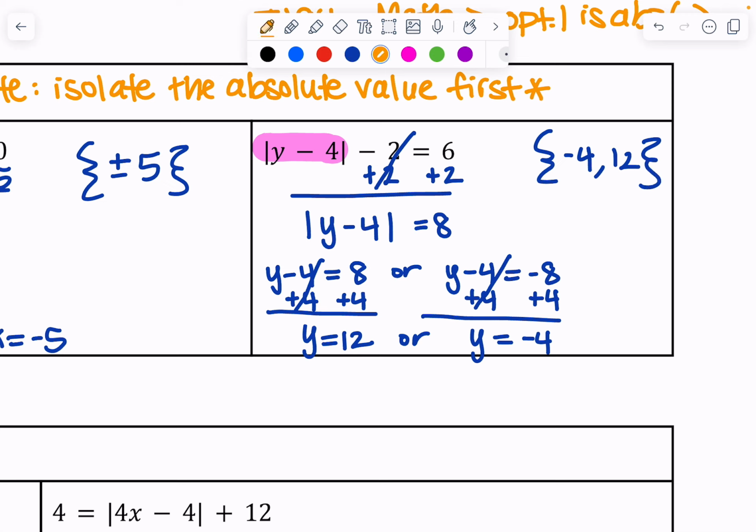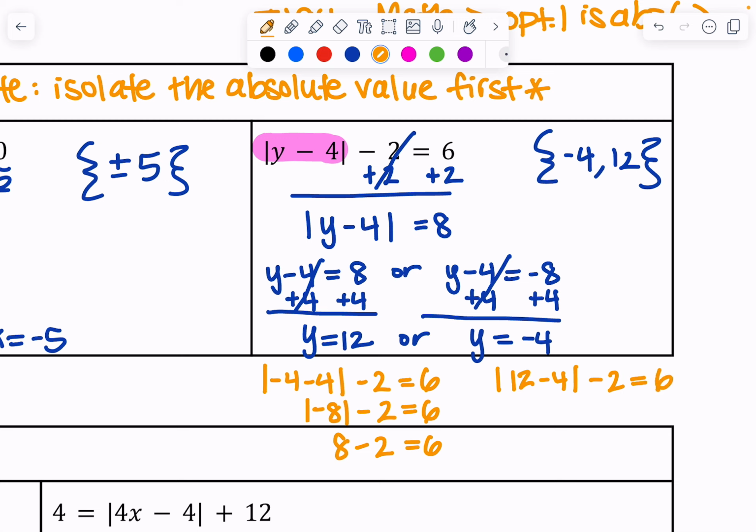I'm going to use orange because I'm going to erase it real quick. But if I were to plug either one of those into y, we're going to get 6 for the equation, which is what we want. So here really quick, if I did negative 4 minus 4, absolute value, minus 2 equals 6, I would have the absolute value of negative 8 minus 2 equals 6, which would give me 8 minus 2 is equal to 6. So that one works. And then if I did 12, I would have 12 minus 4 in the absolute value, minus 2 equals 6. This would be the absolute value of 8 minus 2 equals 6. And so I would have 8 minus 2 equals 6. Same answer. So this one does check out.